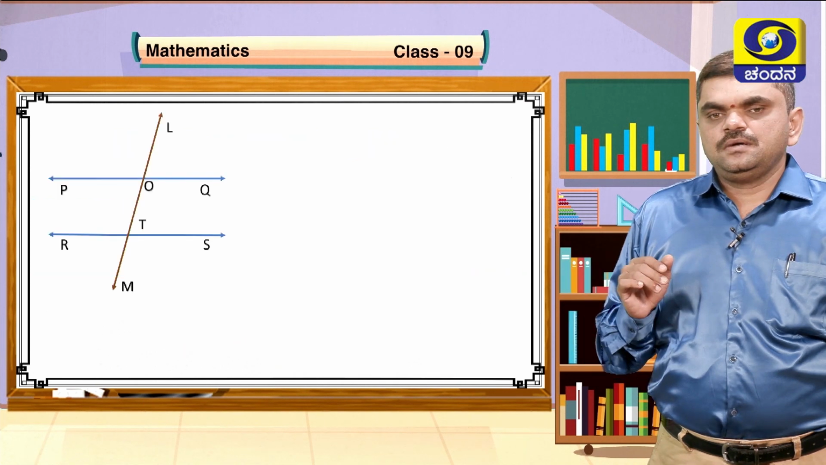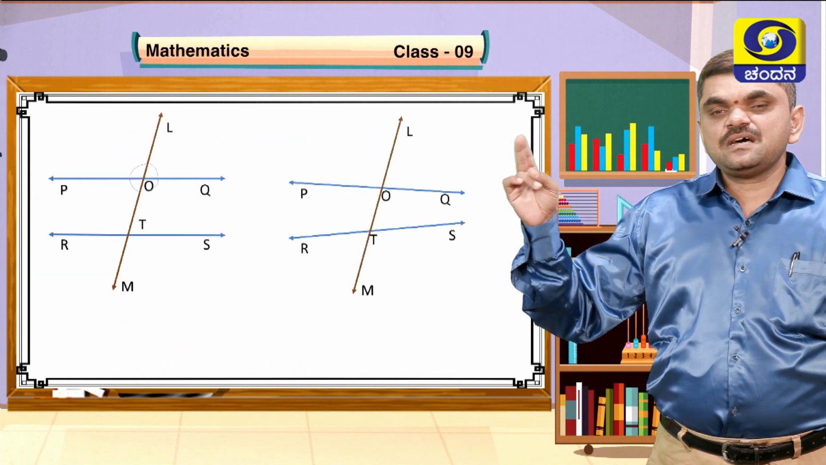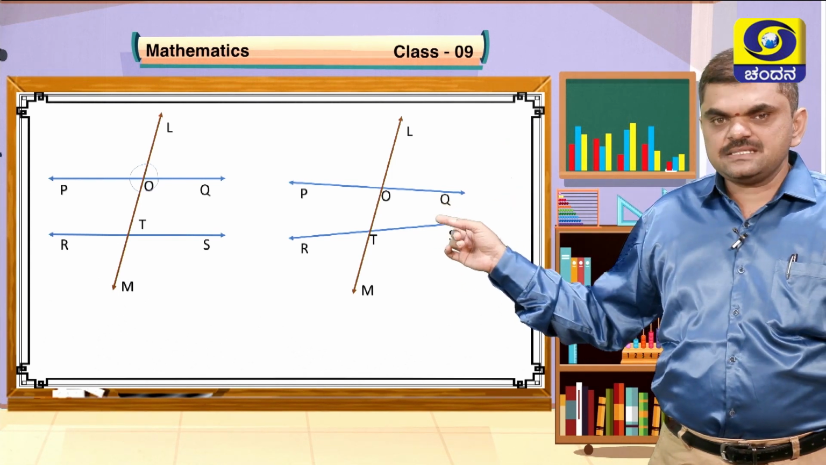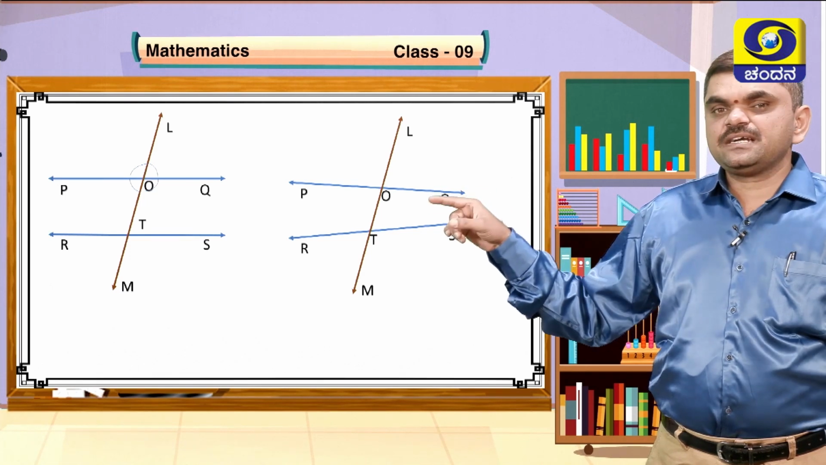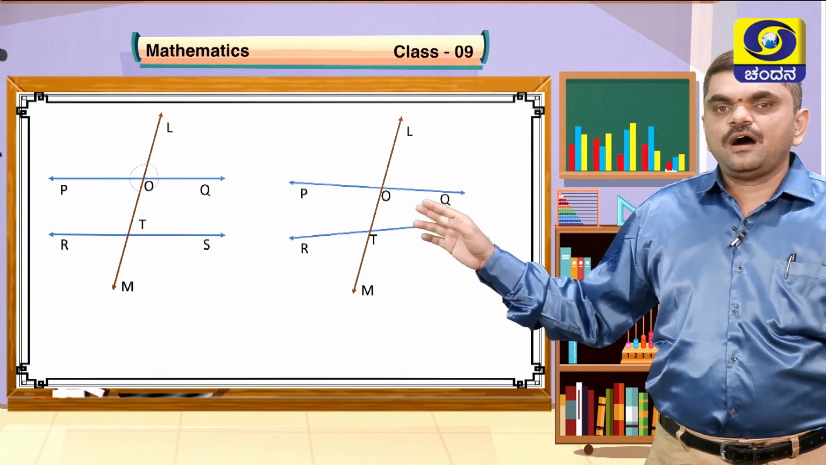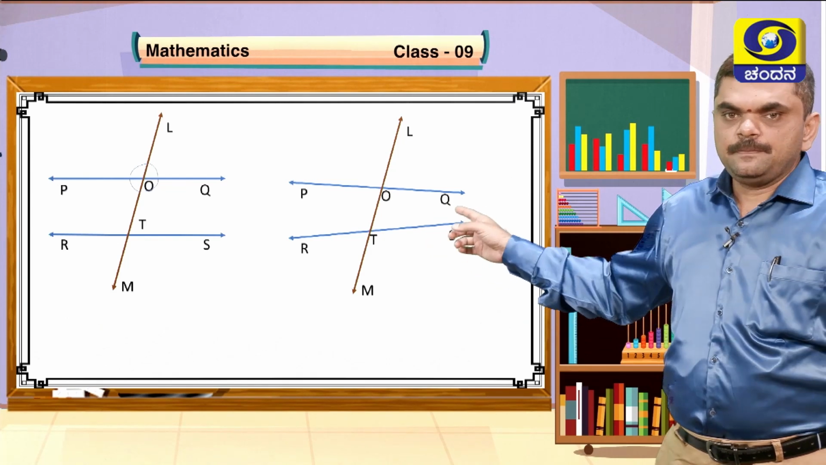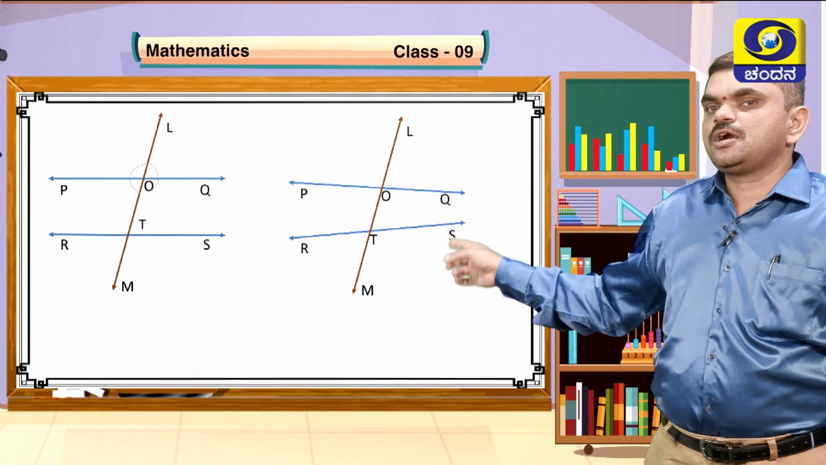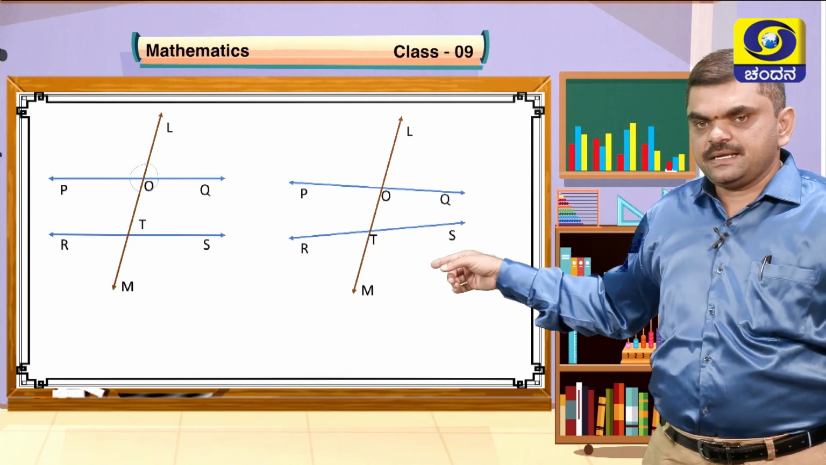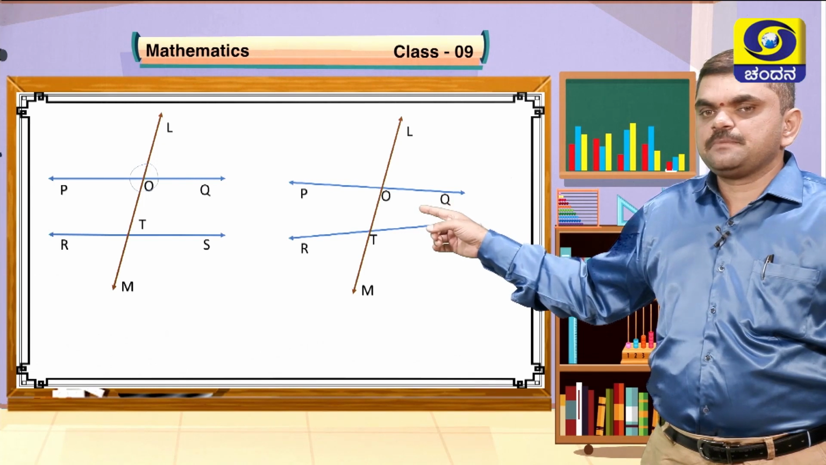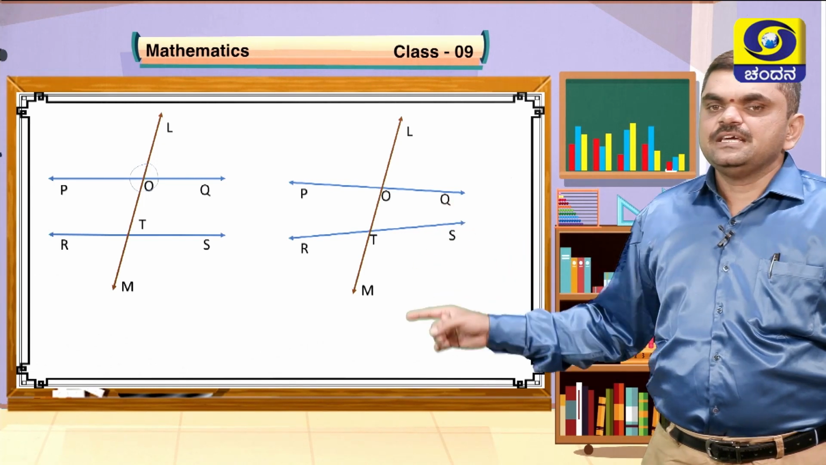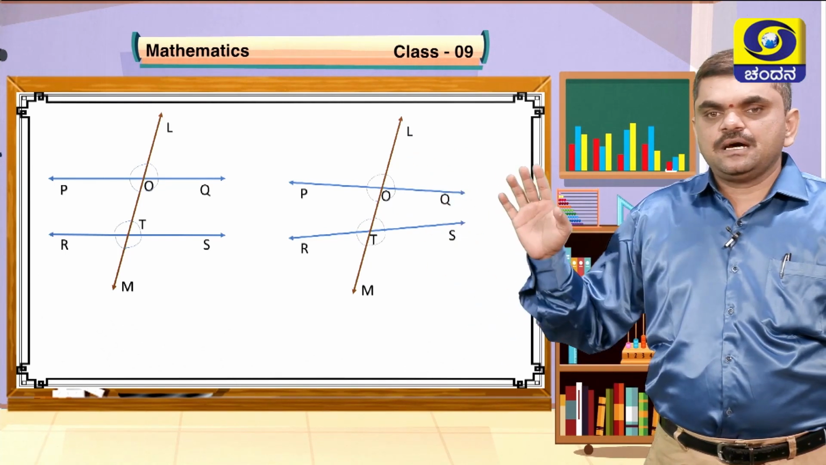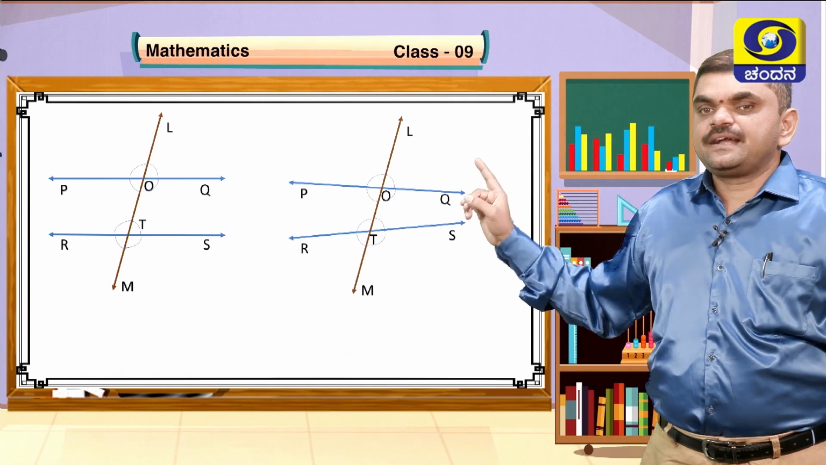Observe here children, if any two lines are intersected by a third line, that is PQ and RS are two parallel lines, where LM is a line which is intersecting PQ at O and RS at T. Here PQ and RS are two lines, but these are not intersecting lines, these are parallel lines, but LM is a line which is intersecting PQ at O and RS at T. This line, that is LM line, is called as transversal. Observe here children, LM is called as transversal.